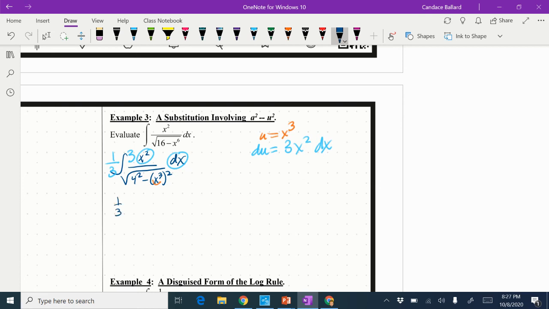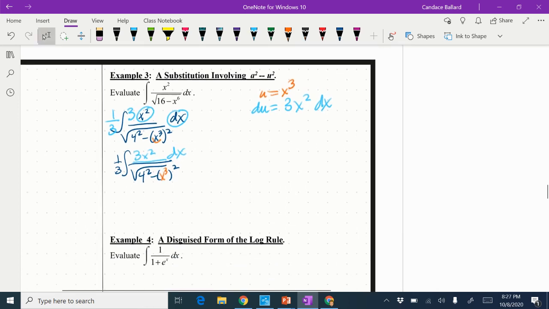So I have 1/3 the integral of 3x squared dx over the square root of 4 squared minus x cubed squared. So it looks like I definitely have all the parts. I am ready to integrate. I probably didn't need that line. I'm ready to use substitution. So I've got the square root of 4 squared minus u squared, and then my numerator is just going to be 1 du. Now I'm definitely an arcsine, so I'm ready to integrate my arcsine.